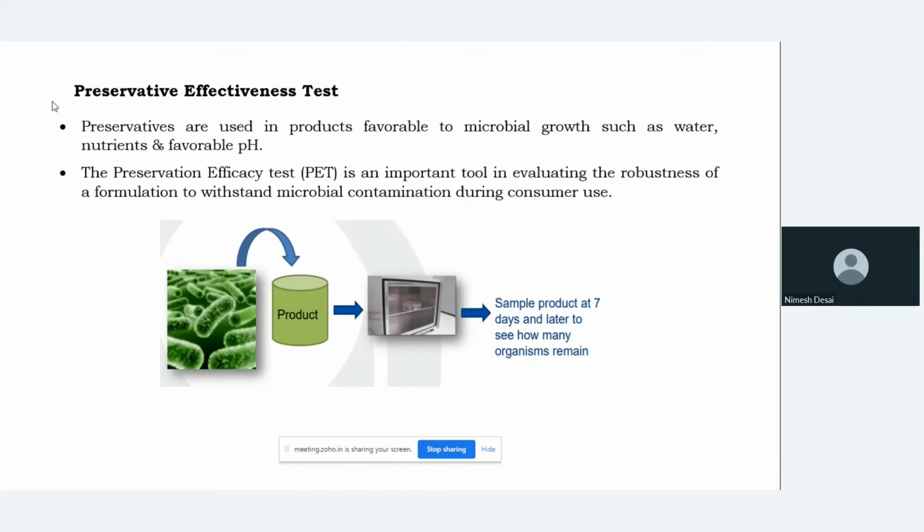How can we perform it? Whatever microorganisms we challenge with, we analyze them, and we find what the log reduction was, differing from the initial count to 7 days, 14 days, and 28 days. Based on that, we conclude whether the preservative was effective or not. In that way, we perform the preservative efficacy test.